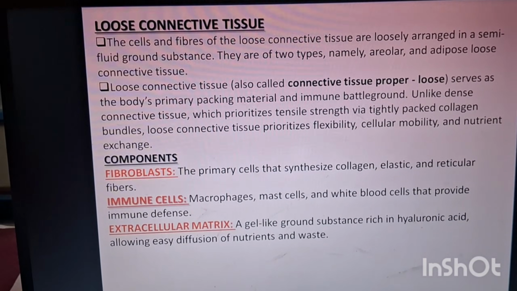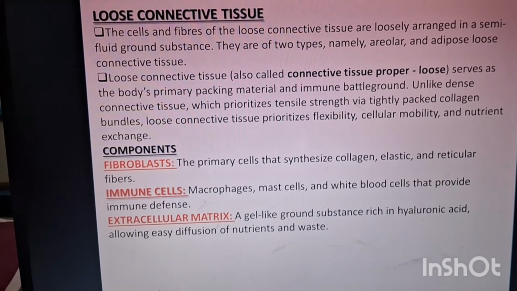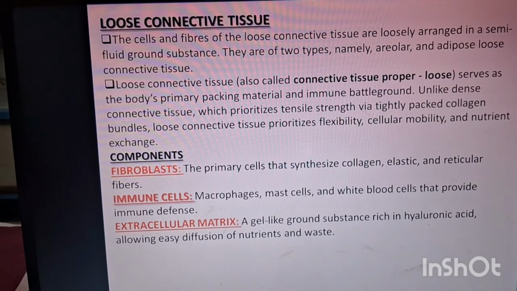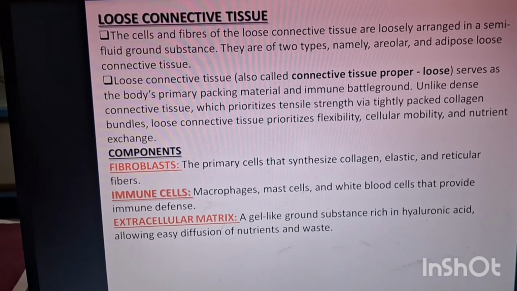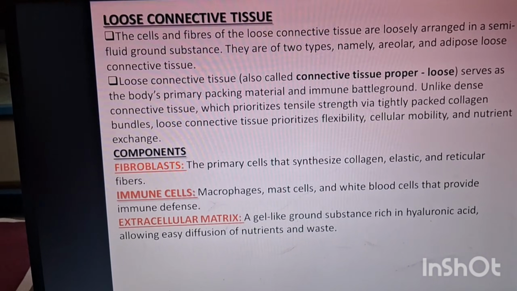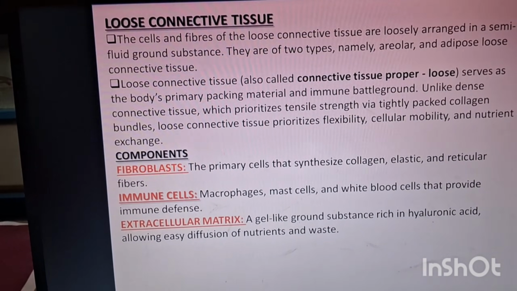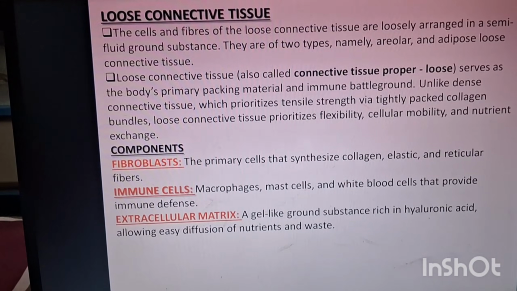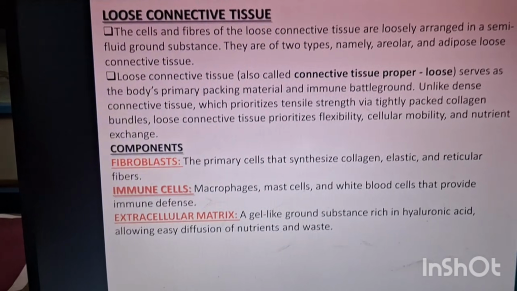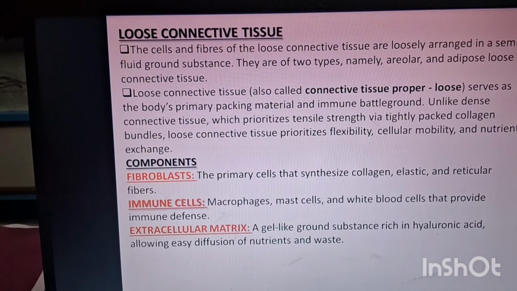Next, components. Fibroblasts, the primary cells that synthesize collagen, elastic and reticular fibers. They are responsible for building the tissue structure and fibers. Next, immune cells: macrophages, mast cells and white blood cells that provide immune defense. They also act as guard cells that protect your body from infection and disease. Extracellular matrix is a gel-like ground substance rich in hyaluronic acid, allowing easy diffusion of nutrients and waste. It means it is a gel-like fluid that allows nutrients and waste products to travel through the tissue.